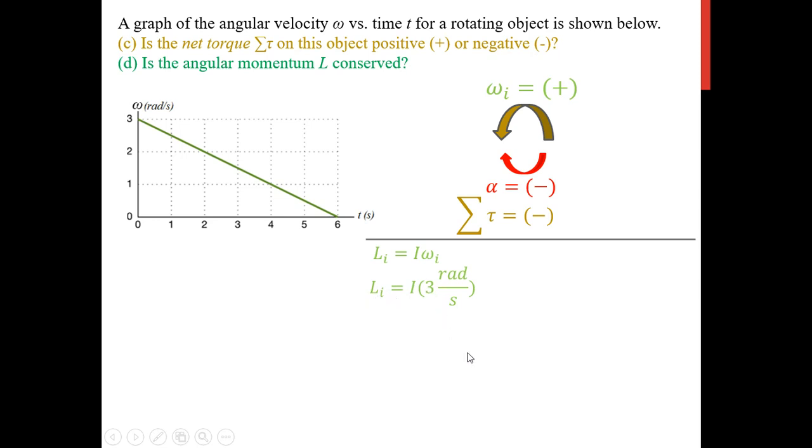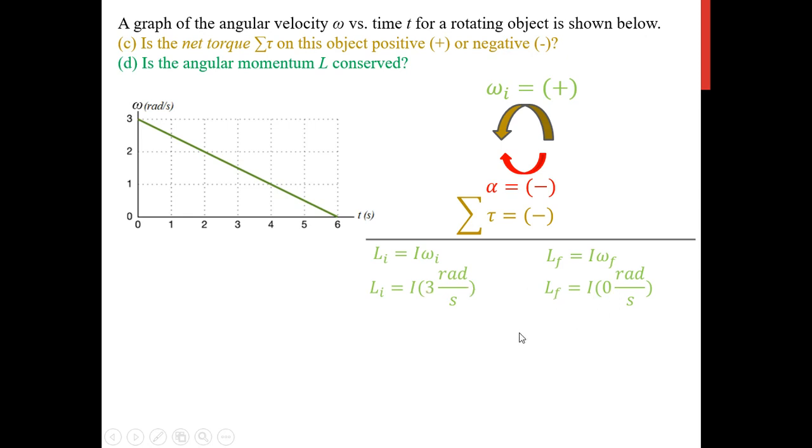So to determine whether angular momentum is conserved or not, I just have to make a comparison. So here's my angular momentum in the final frame, which is at 6 seconds. And again, here I just carry I down because the problem didn't give us mass or anything like that. It just says it's a rotating object. So it can be whatever shape it wants, but it doesn't change the outcome here in part D. And then the final angular velocity is 0 from the graph at 6 seconds. It touches the horizontal axis. So right away, here we have I times 3. Here we have I times 0.